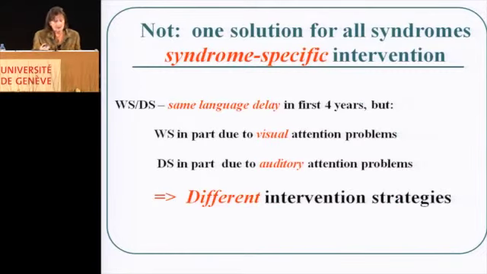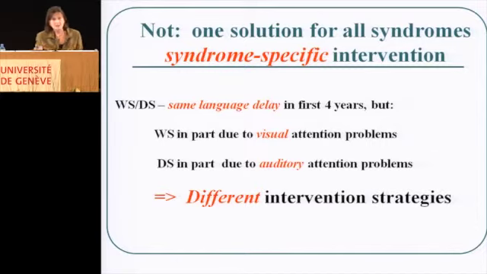And here again, one example is in Williams syndrome and Down syndrome, the delay in language acquisition is roughly the same early on. They change afterwards. So in the first 4 years, we've measured this, the delay is similar. But what we found is that in Williams syndrome, it's in part due to visual attention problems, watching people name things, following eye movements, and following pointing.